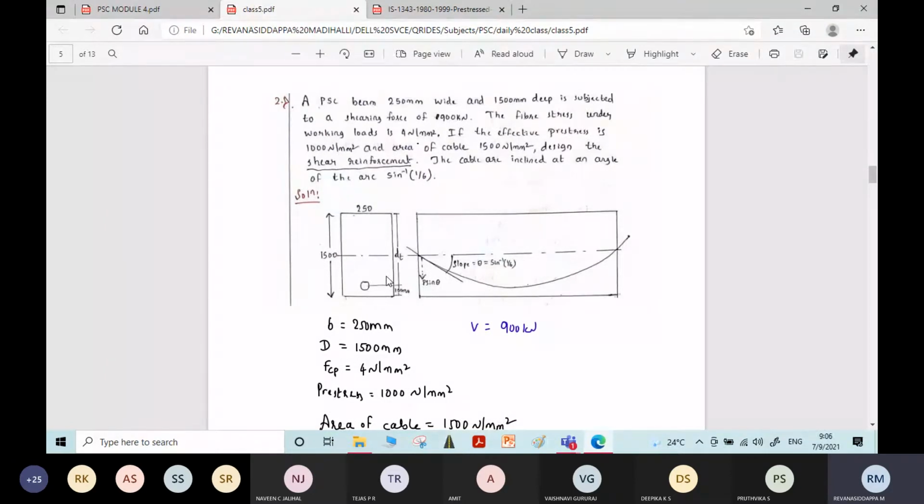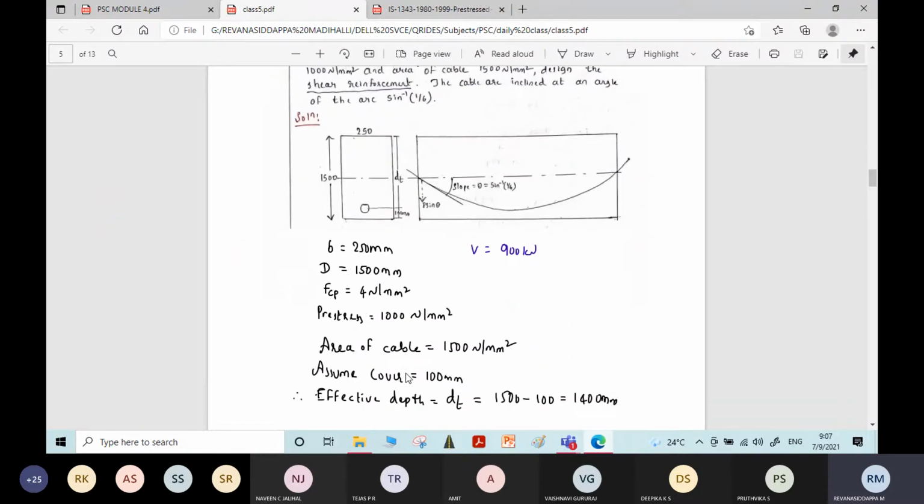If it is not given, you need to assume, especially in case of design problems. Some parameters will not be given, it may be the grade of concrete, or some cover. If any data is missing, you have to assume it and do the design. Cover to reinforcement is not given, so I have assumed it as 100 mm.